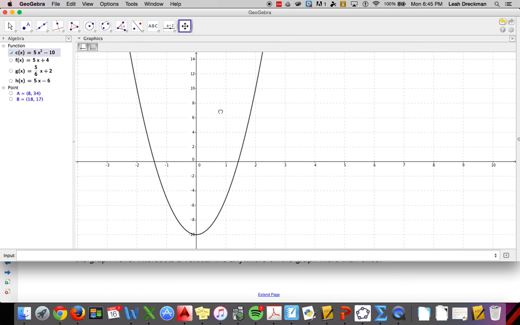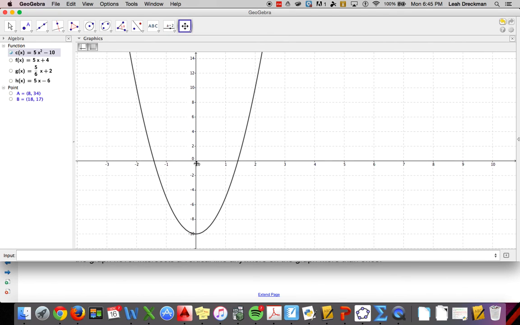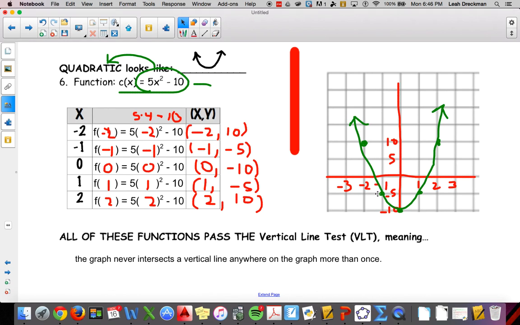All right, hopefully you see these inputs and outputs. So we got input of 0, output of negative 10. Input negative 1, output is negative 5. Input of negative 2, output's 10. So yeah, this does actually perfectly reflect what we came up with on our graph without using GeoGebra.